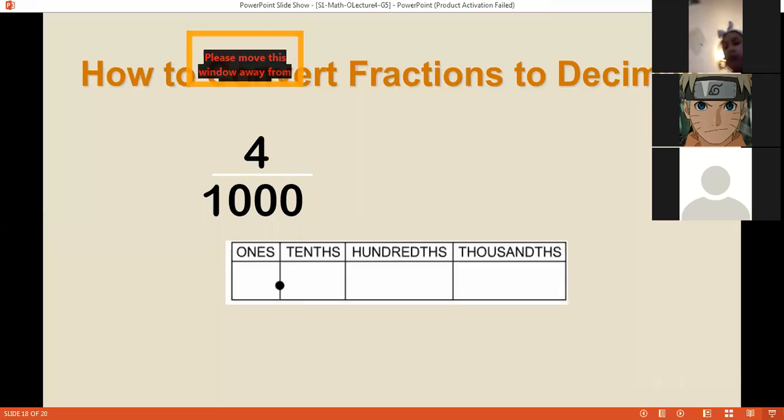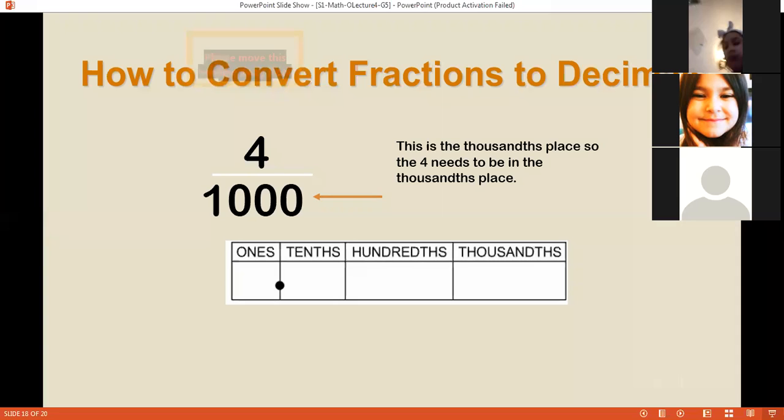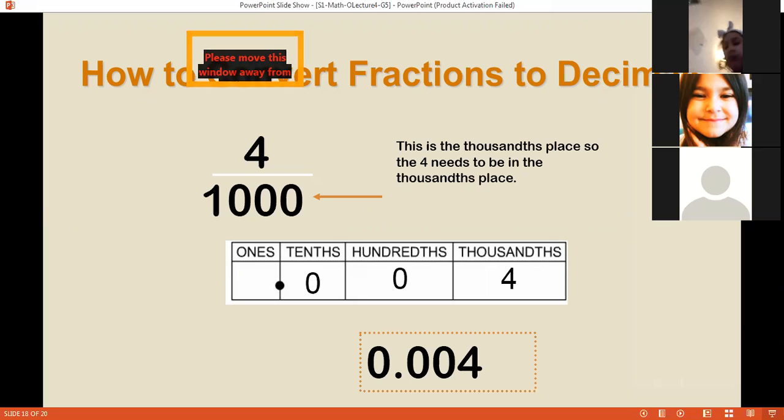Now, here I have 4 over 1,000. How do I read this number? 4 thousandths. Very good. So if it's 4 thousandths, how do I write it? We put zeros with the 4. Exactly. So it's 0.004. How did we know that we need 2 zeros? Because there is no tenths digit and no hundredths digit. I have only 4 in the thousandths. So it's 0.004. Is it clear?